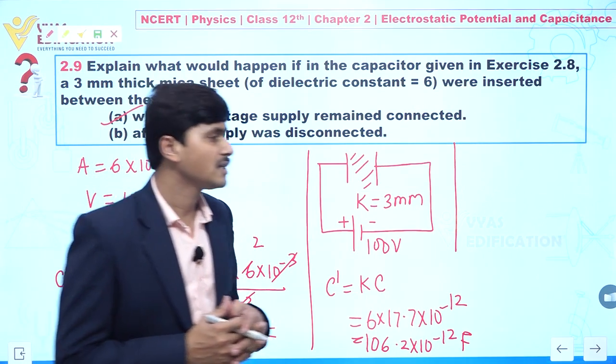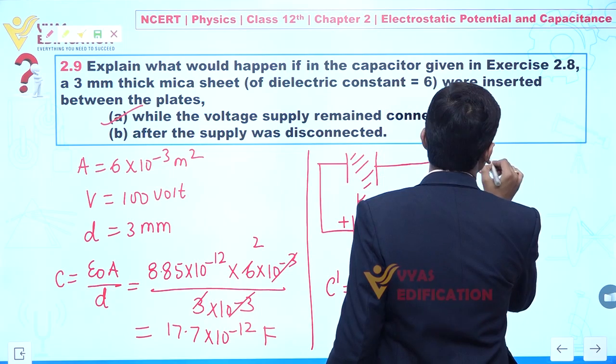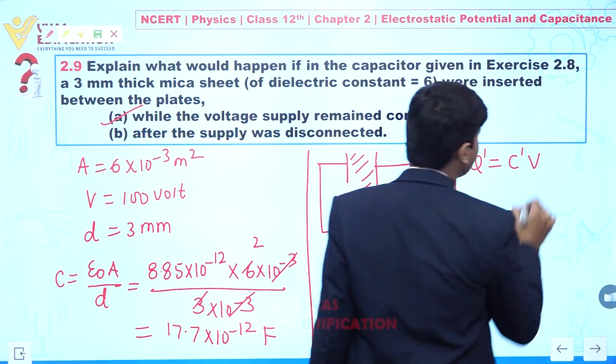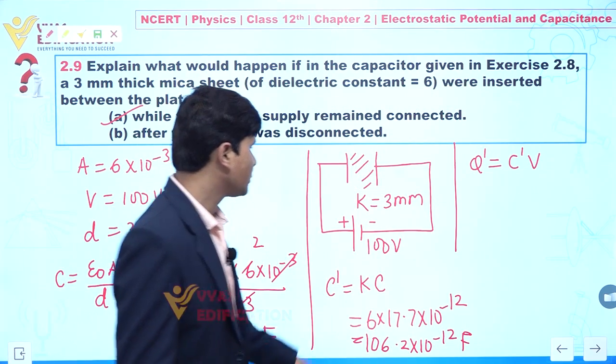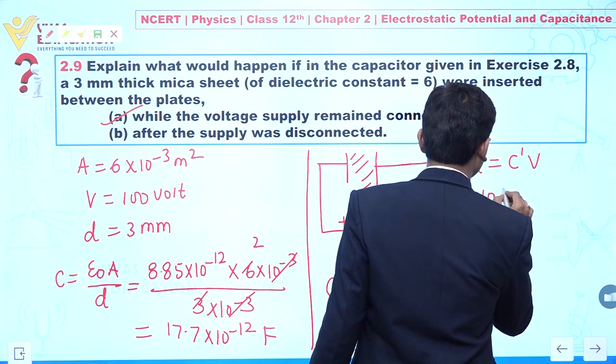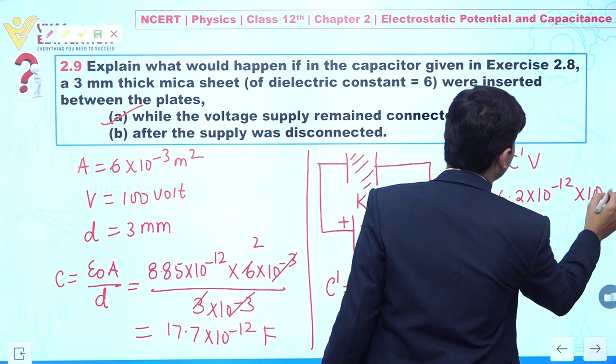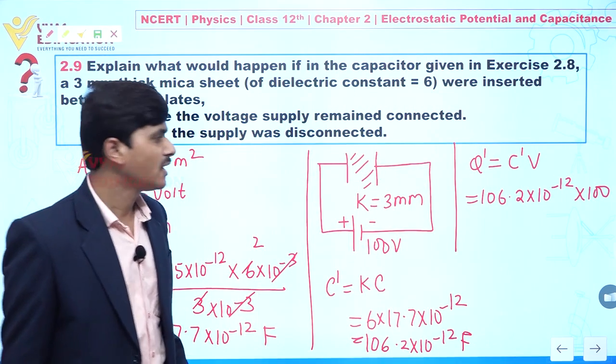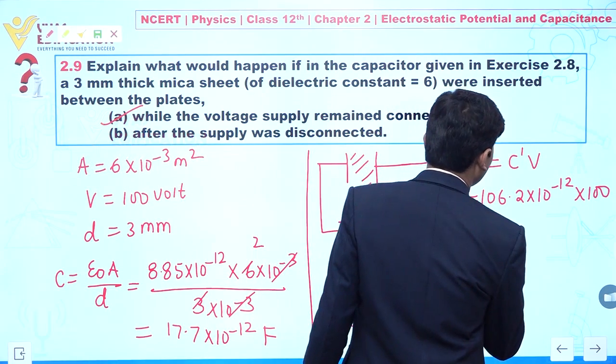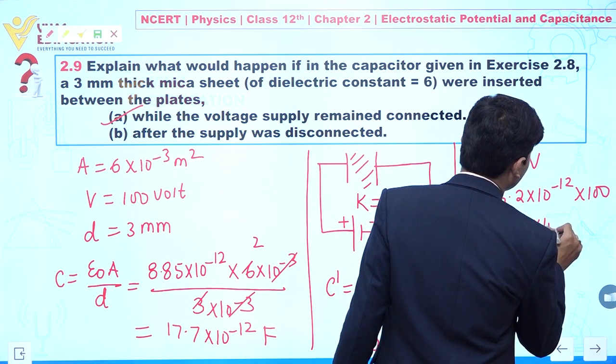Now this is the value of C, but is there any change in the value of charge on a parallel plate capacitor? Yes. We can say Q dash is equal to C dash into V. The value of C dash now becomes 106.2 into 10 to the power minus 12 multiplied by 100. So we can see this is equal to 106.2 into 10 to the power minus 10 coulomb.